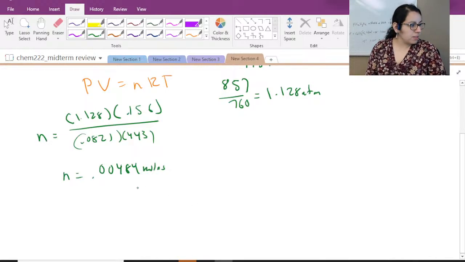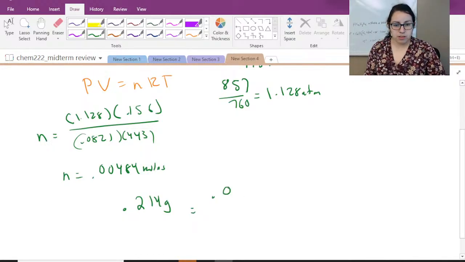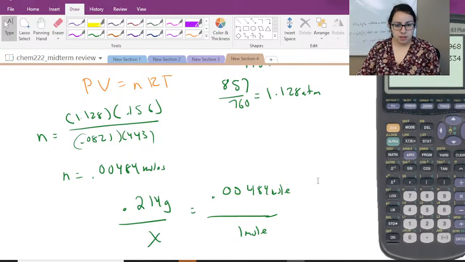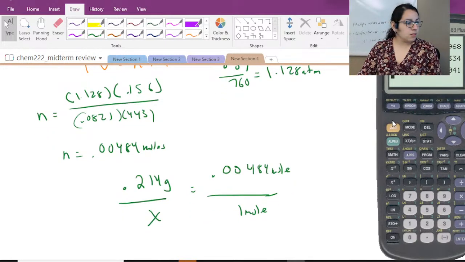So for the chat, let's set up a proportion so we can do 0.412 grams is equal to 0.00484 moles. So X is equal to 1 mole. And then you can just cross multiply and solve. So then that gives us 0.214 divided by our moles. And so do we get this answer?